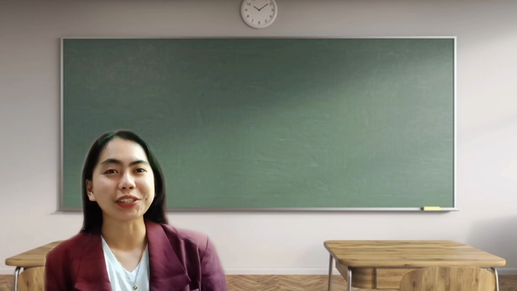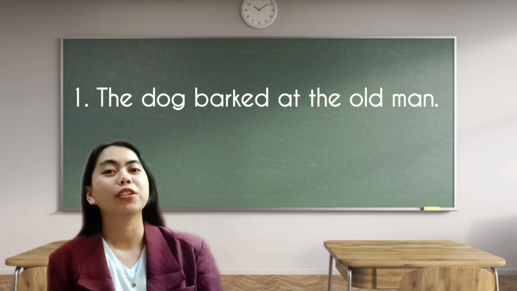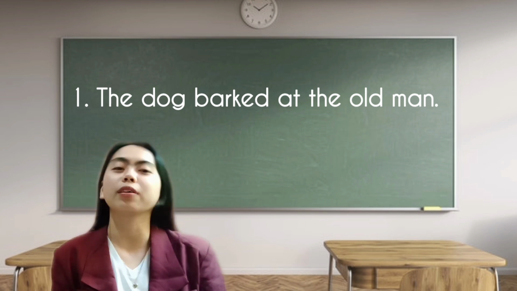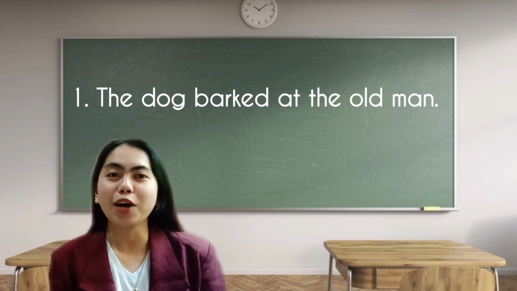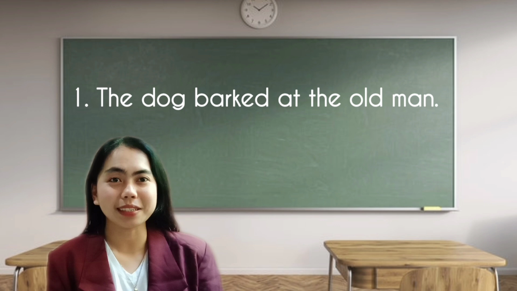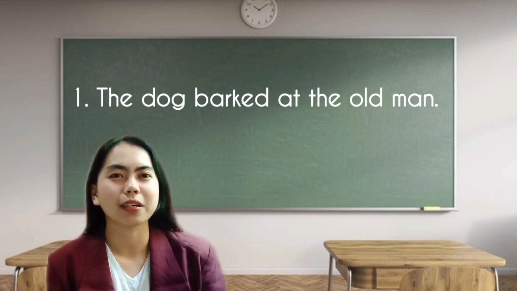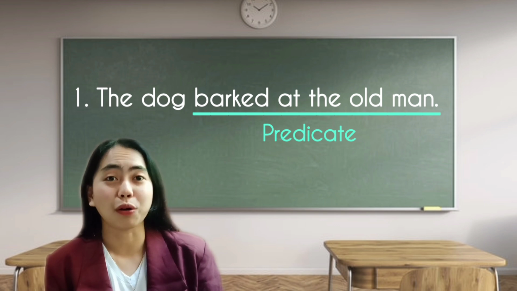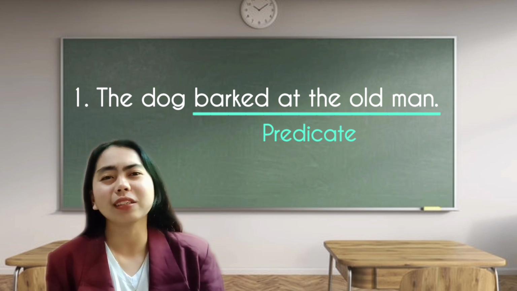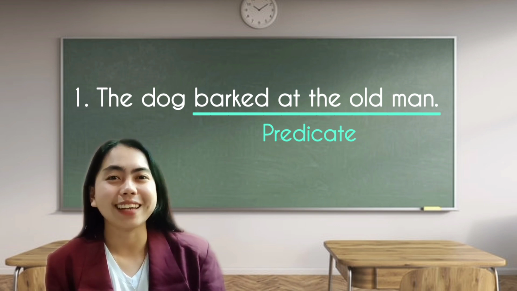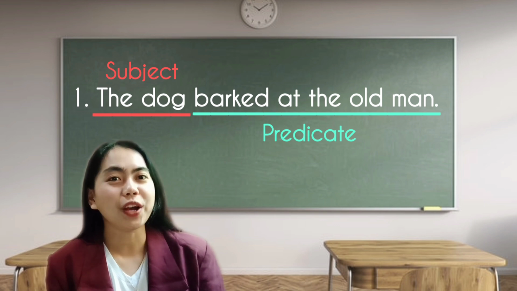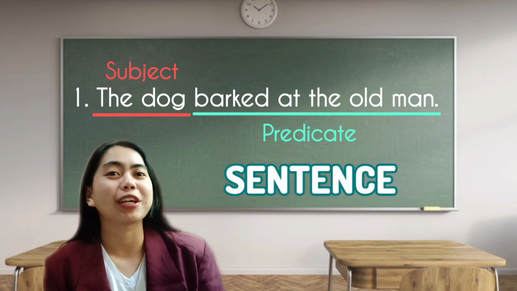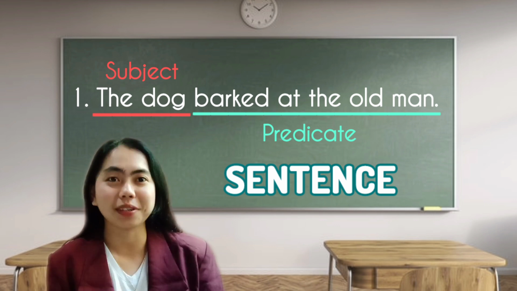Now, let's answer. Number 1. The dog barked at the old man. Is this a sentence or a non-sentence? Let's find out by finding the subject and the predicate. What is the action here? It is the bark. So our predicate is barked at the old man. And who barked at the old man? Yes, it is the dog. Therefore, our subject is the dog. Number 1 is a sentence because it has both a subject and a predicate.